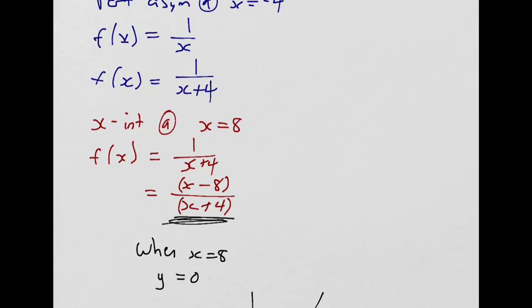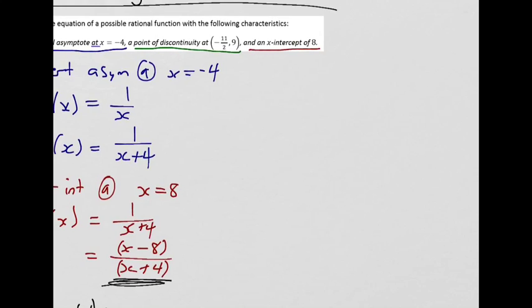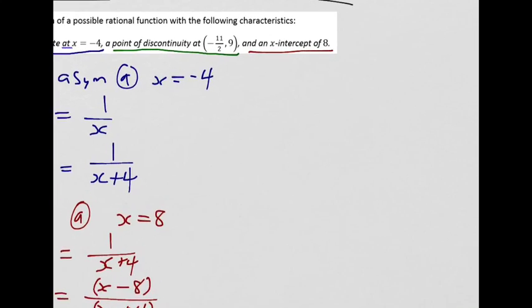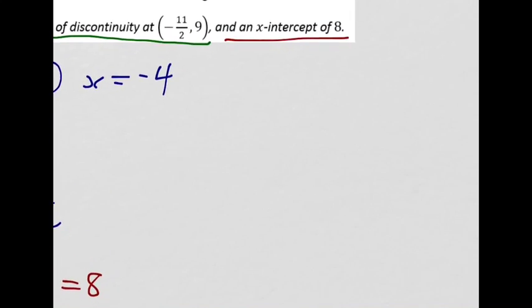Now the hard one, the point of discontinuity at (-11/2, 9). How do you get 9? How do you do that? Like the 11/2, you would just do x plus 11/2 in the numerator and denominator, right? Do they cancel out? Do you have to worry about the 9?